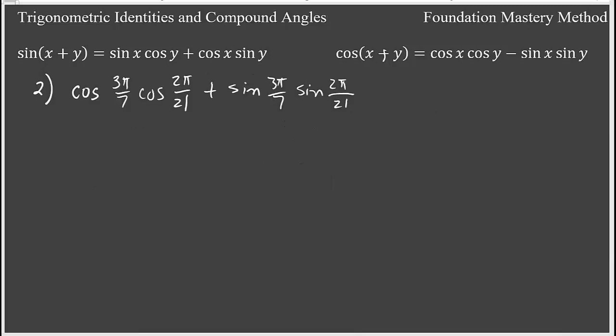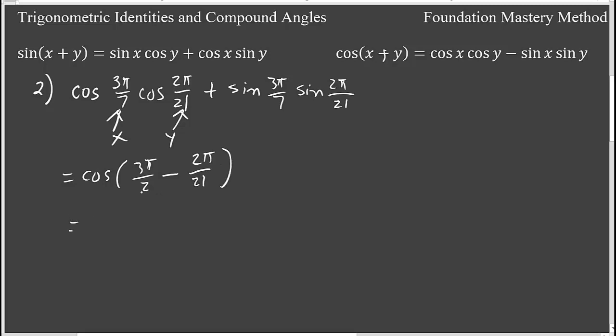Now we need to find the value of cosine 3 pi by 7, cosine 2 pi by 21, plus sine 3 pi by 7, sine 2 pi by 21. Now you can see cosine, cosine, sine, sine. So this goes with this formula. If I have a plus sign here, then this will be minus sign here. So basically you can say that this is x and this is your y. So then this whole expression is cosine 3 pi by 7, which is x, minus y, which is 2 pi by 21.